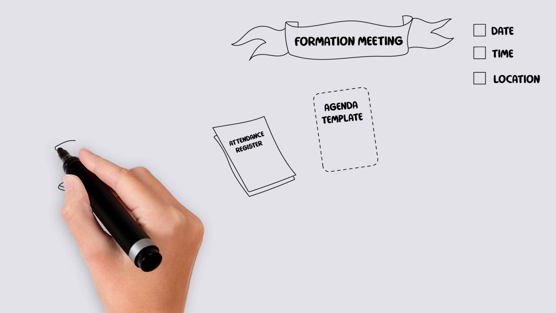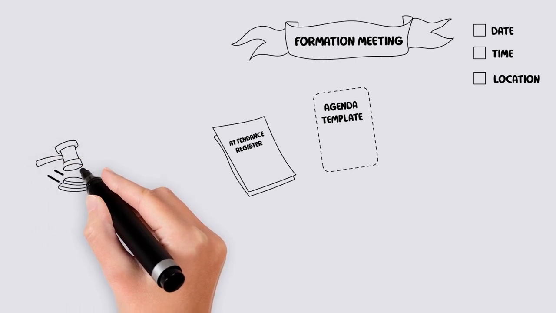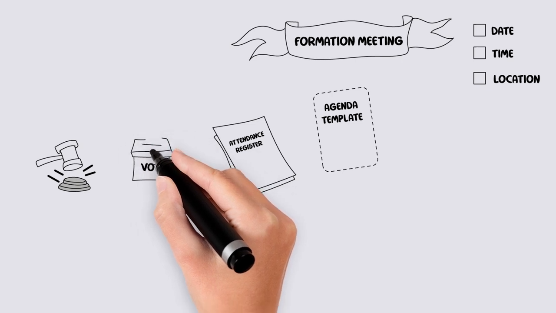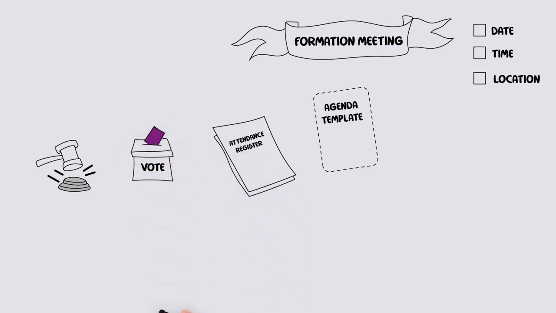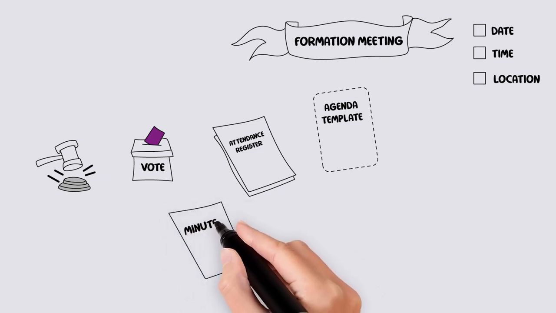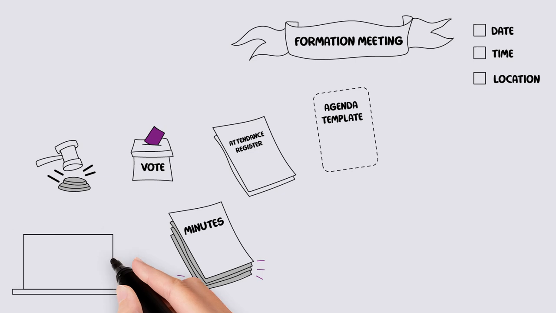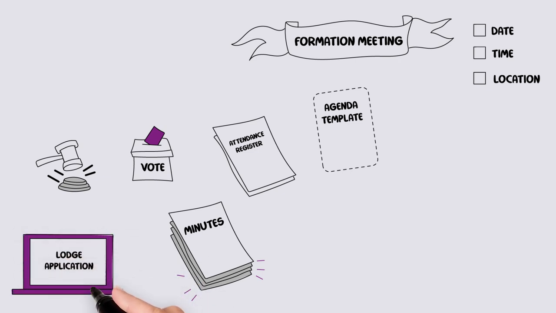The motions at your first meeting need to cover the decision to become incorporated, to vote in your committee, or to acknowledge the ongoing role of your elected committee if you have been operating already. Members will also be expected to vote on your proposed name and the draft constitution. Once the minutes are drafted from this formation meeting, you are able to lodge your application to become incorporated. The method for lodging is available on our website.